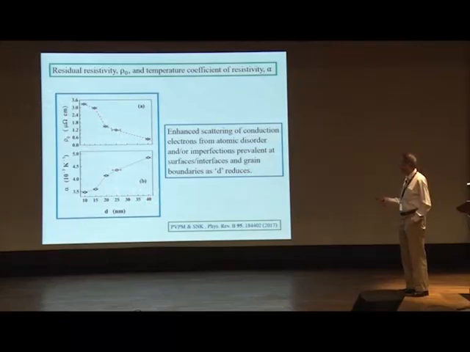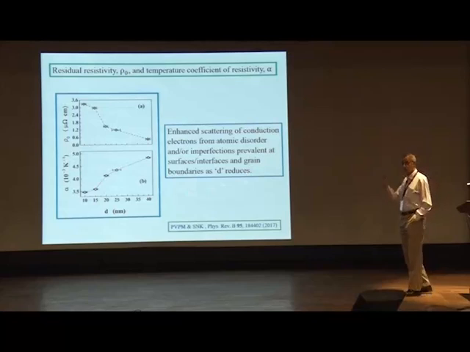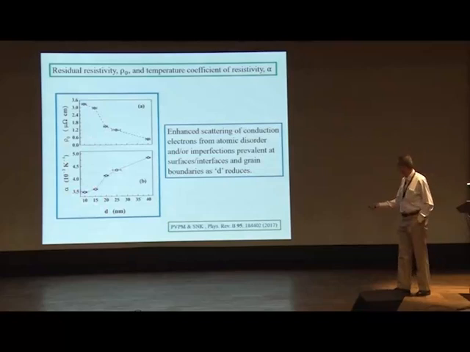Now this can be understood clearly on the basis of the fact that you have enhanced scattering of conduction electrons from atomic disorder or imperfections which are prevalent at the interfaces or surfaces and grain boundaries as D reduces, because as D reduces, the surface area increases, and hence whatever disorder is there on the surface contributes to the residual resistivity. So residual resistivity is higher in the case of nanocrystallites which are around 10 nanometers.